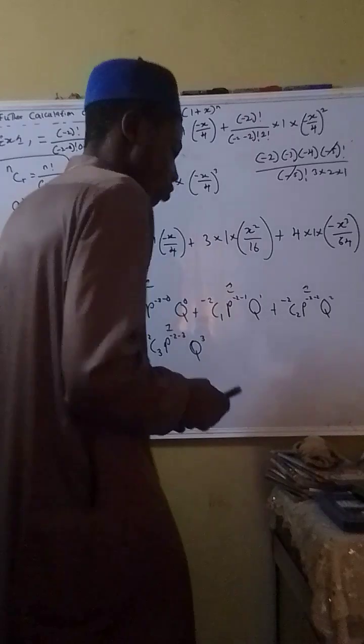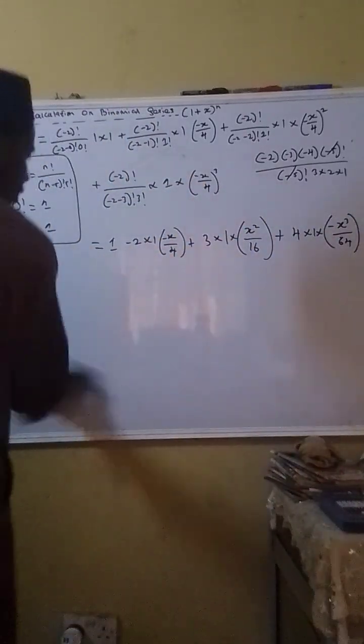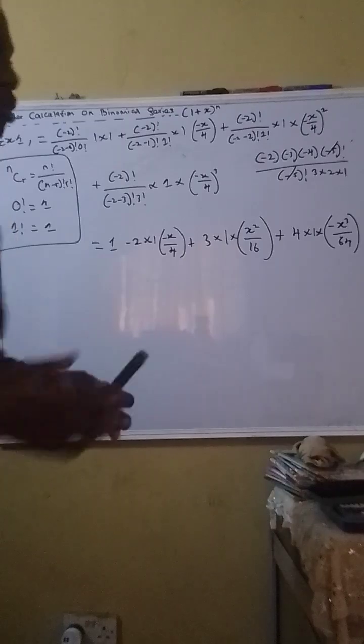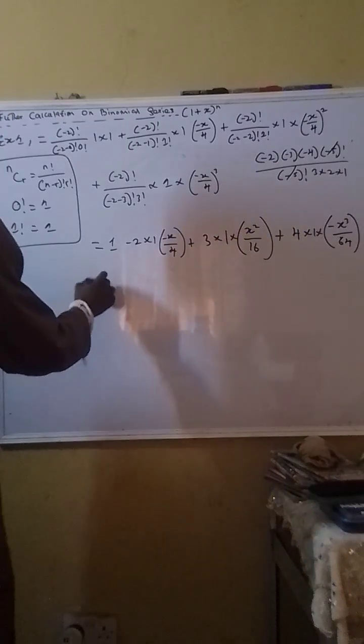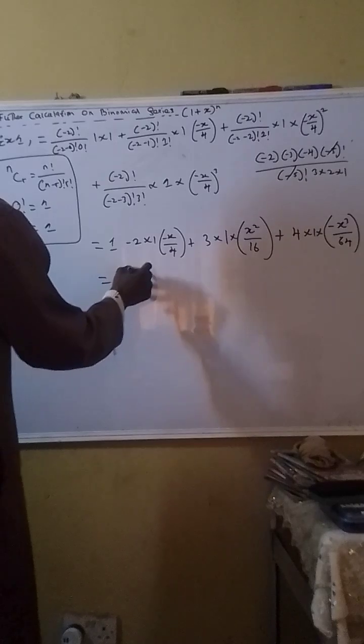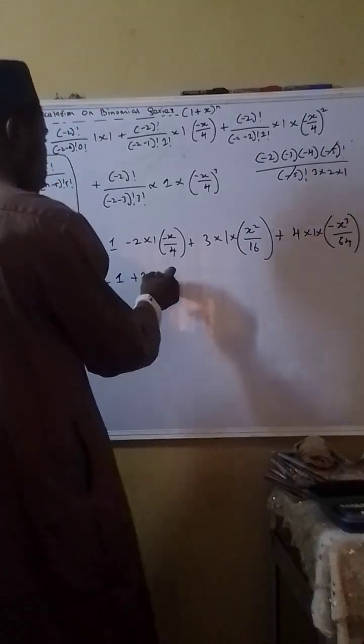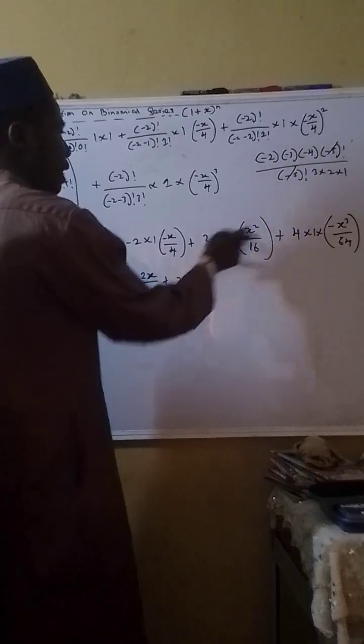So at that point now, if you are to proceed from here, I'm trying to break it down. Whenever you want to do this in your exam, make sure you are fast with time. So this will be equals to 1 minus times minus, you have plus, that will be plus 2x over 4. Are you with me? Then plus 3.